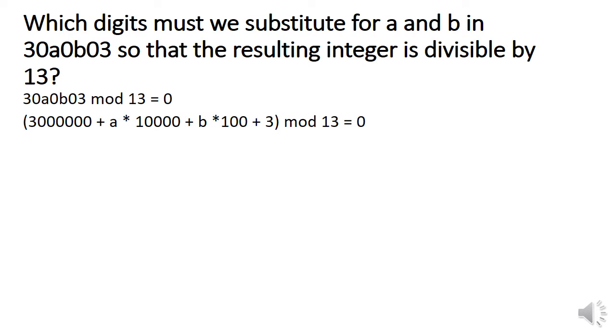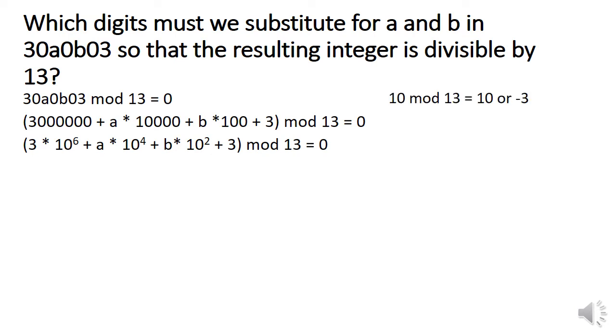And in order to write that in a formal way, you can write it as 3 times 10 to the power of 6, plus A times 10 to the power of 4, plus B times 10 to the power of 2, plus 3. And again, all this mod 13 equals 0. So now we can use the congruency and try to find a congruent for 10 mod 13. So 10 mod 13 is 10 or 10 minus 13, which is negative 3. And the smallest number here is negative 3.